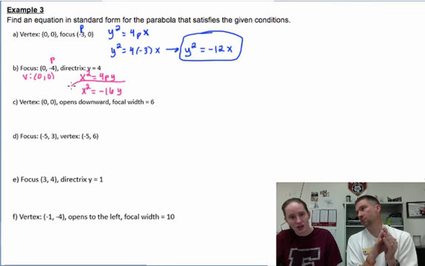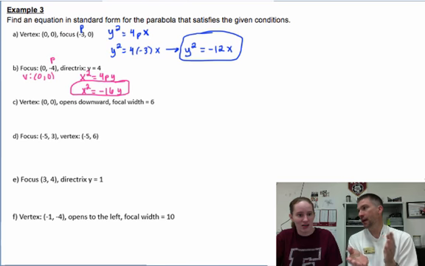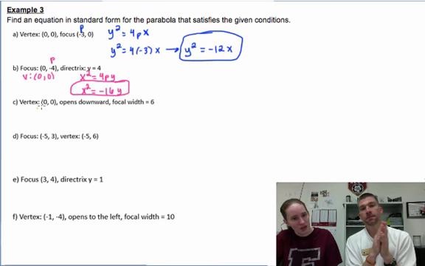So x squared equals -16y. I love these kinds of problems. They're just fun. How could you not like this as a mathematician?